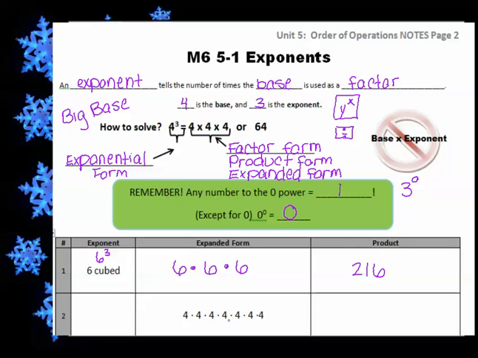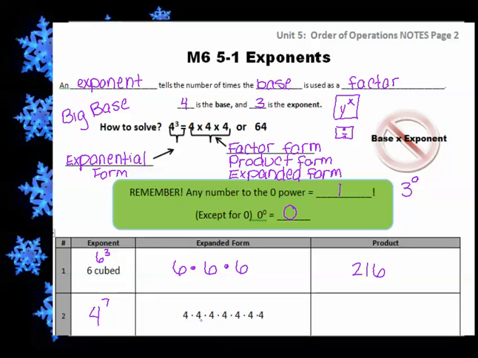Okay, let's look at the next one. So if we look at the next one, we're given the expanded form, and we don't have the product or the exponent. So if we look at this, the base, which means the number being multiplied together, is 4. So the big number is 4. And the exponent is how many times it's multiplied together. So we're actually multiplying it together 1, 2, 3, 4, 5, 6, 7 times. So the exponent is 7.